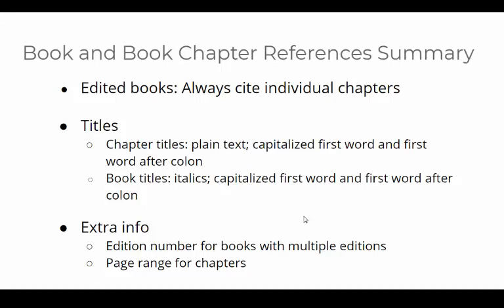All right, let's go on to the extra info. Include the edition information after a book title only if there are multiple editions. If you use the first edition or there is only one edition, you leave that information out. And then for chapters, you include a page range. Finally, leave off the publisher location, but absolutely include the publisher name.